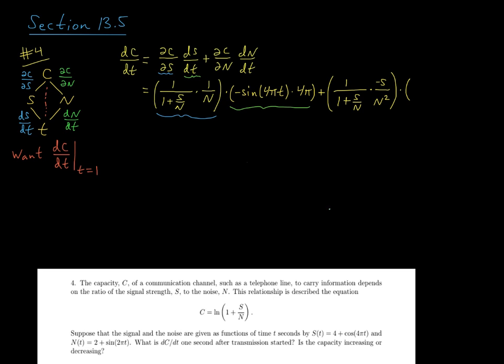Then I multiply by the derivative of N with respect to time, which gives me cosine of 2 pi t times 2 pi from the chain rule. So these two terms are the second product there. Now, what's left? I ultimately want that derivative when t is 1.